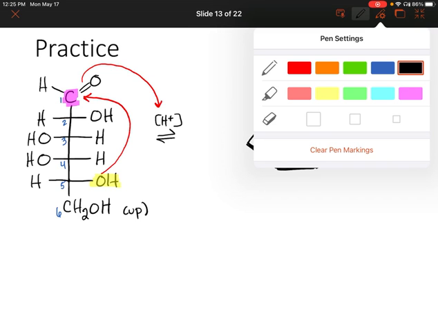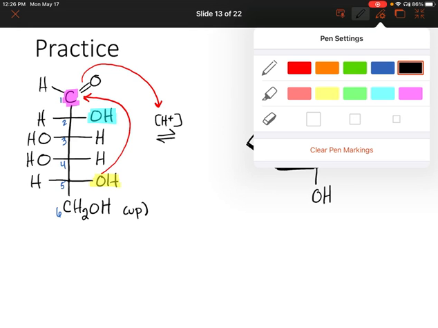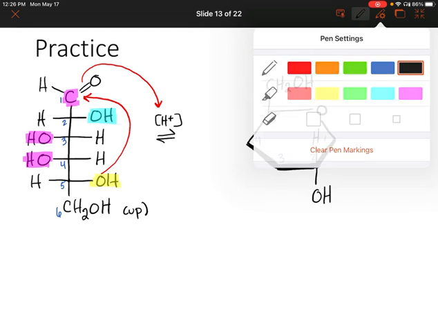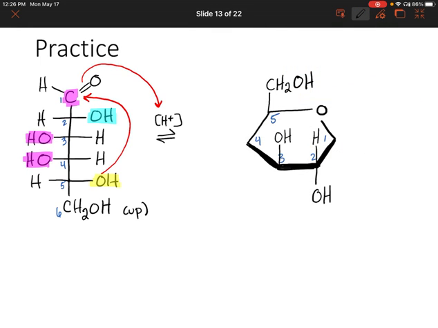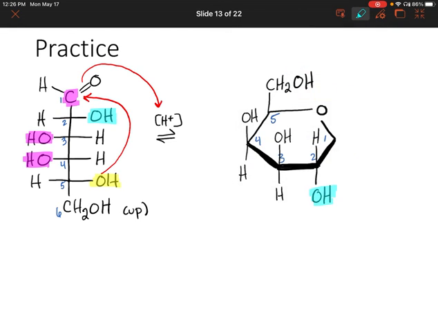So the OH group on carbon 2 is on the right, so that would point down. The hydrogen would point up. And then the next two OH groups are on the left. So those are going to point up. Oh, I shouldn't have chosen purple for that one. Oh well. You get the idea. Okay. And then our yellow oxygen is the one that formed the ring there.